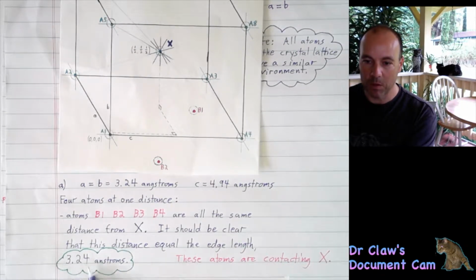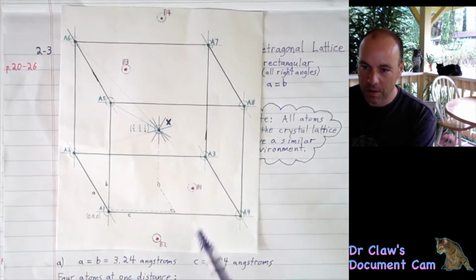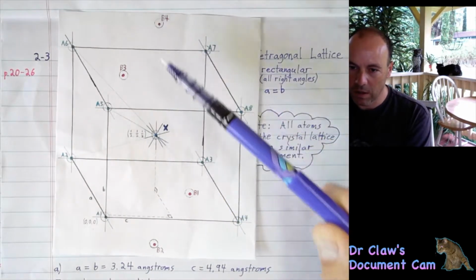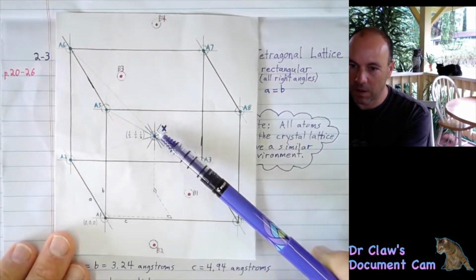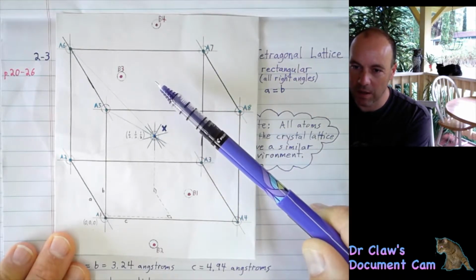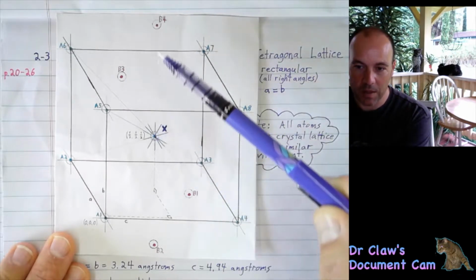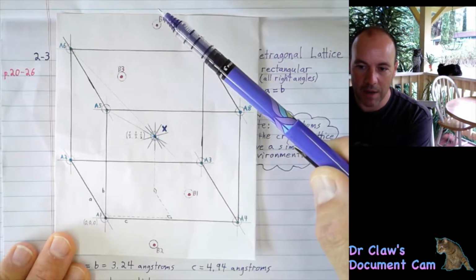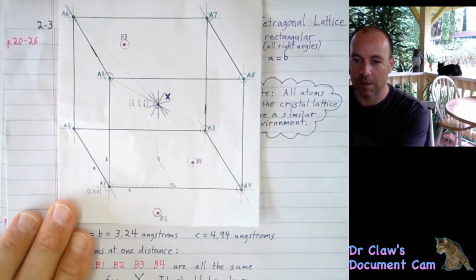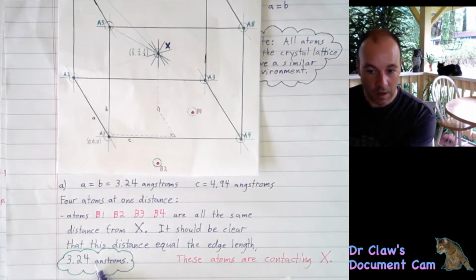which is 3.24. After all, if you're looking at your central atom right here, to go up to this one, well, you have to go up to the face, which is 1/2 of the edge length, and then all the way up to this atom, which is another half. So this distance is going to be the entire edge length. It's going to be the same as that edge length, which the problem says is 3.24. Okay, so we got one.